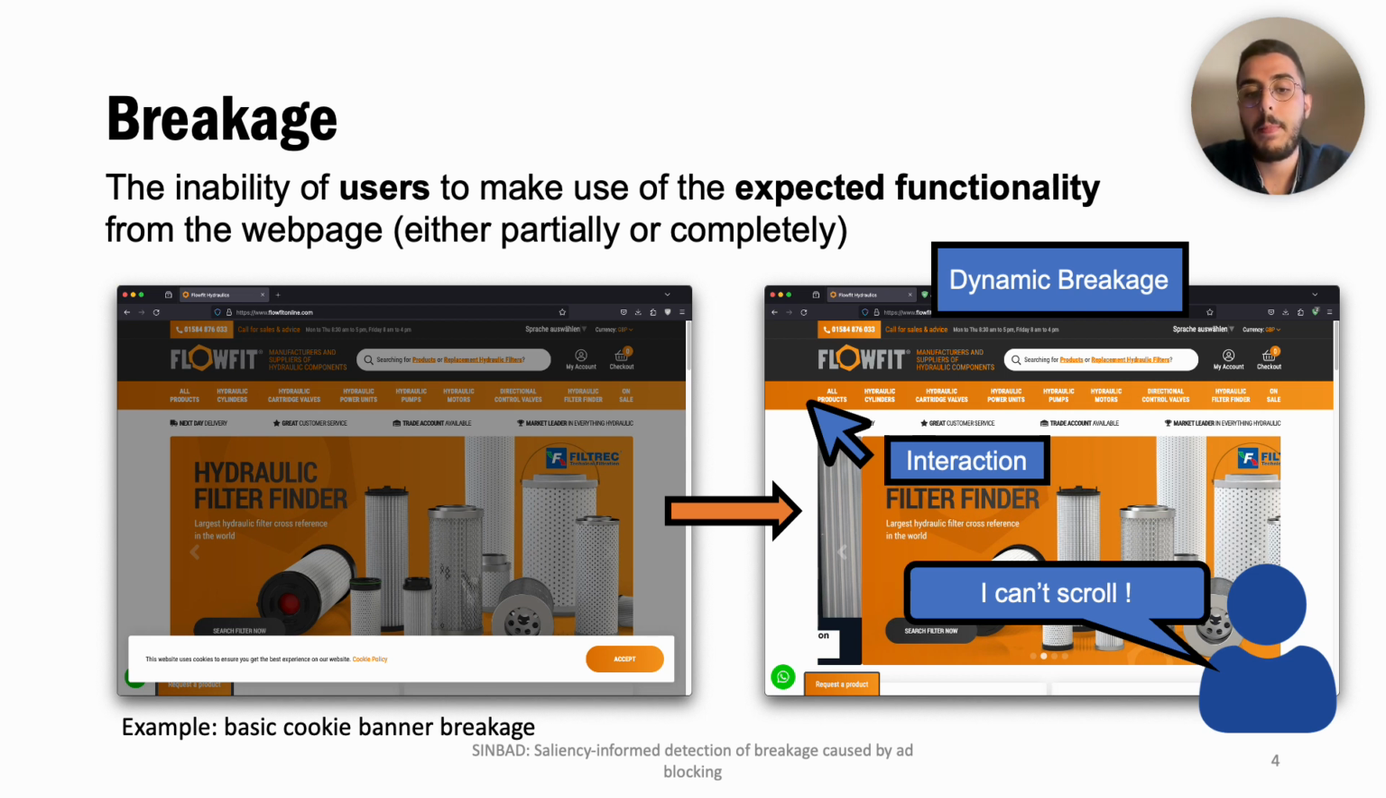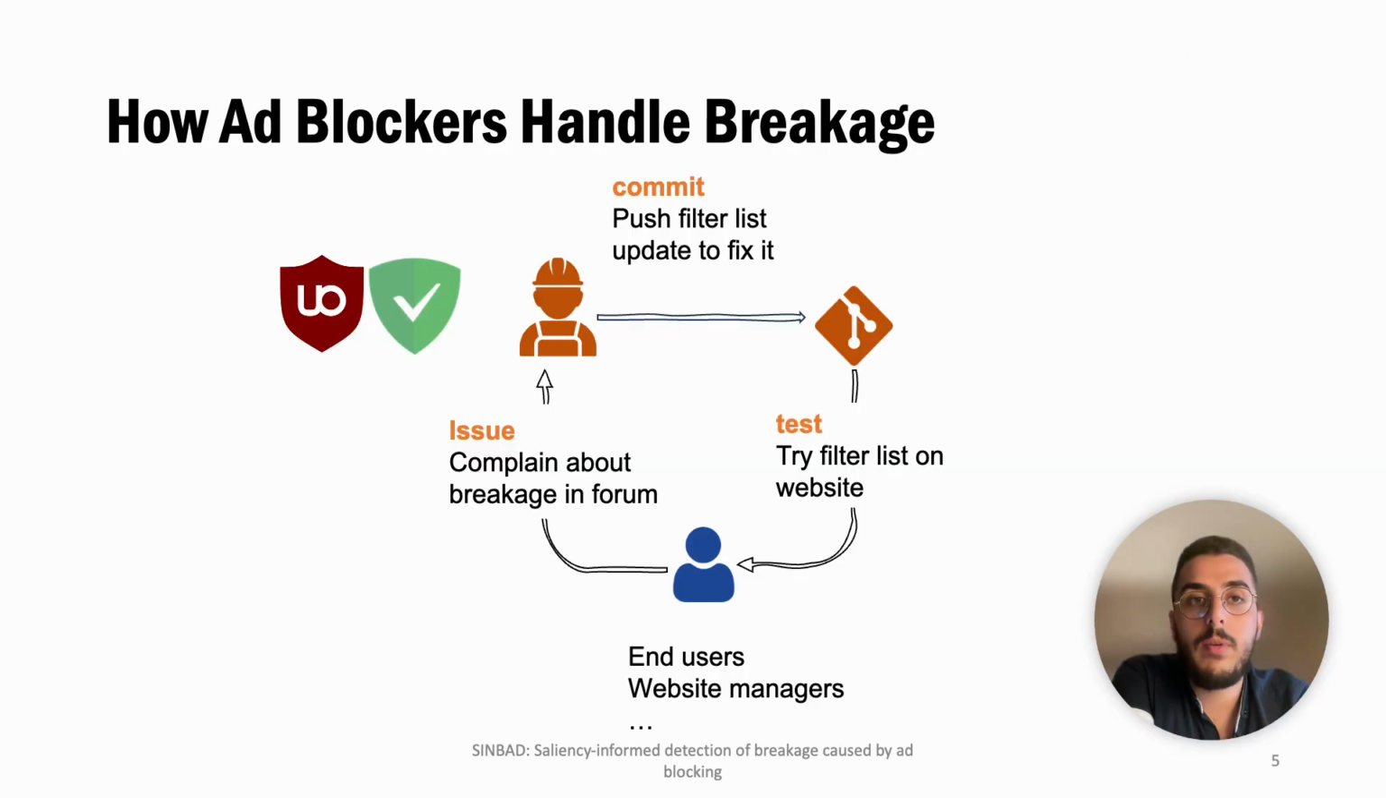Naturally, ad blockers want to minimize the amount of breakage that occurs from using their tools, and they do so currently using the following cycle. First, users using the latest version of the ad blocker are visiting many websites. Whenever they find that some website is broken, they report it to maintainers in forums like GitHub, for example. Maintainers of the ad blockers look at these issues and try to reproduce the breakage from instructions by the users, and they push fixes to the filter lists. And this cycle continues endlessly as long as we have new updates to the filter list.